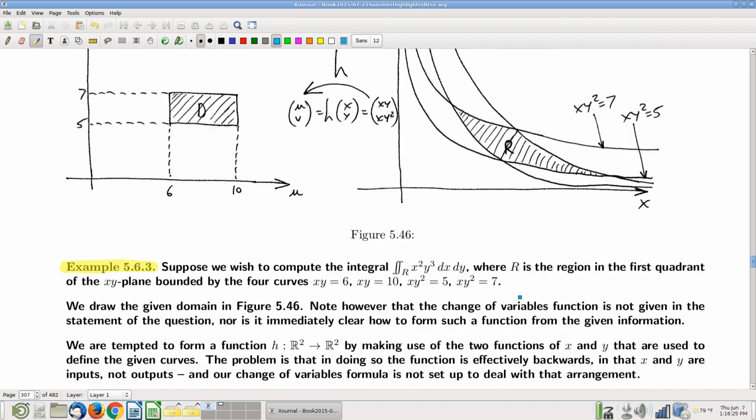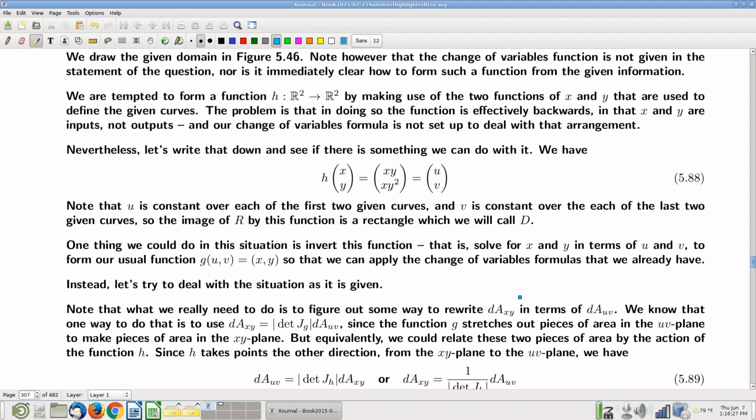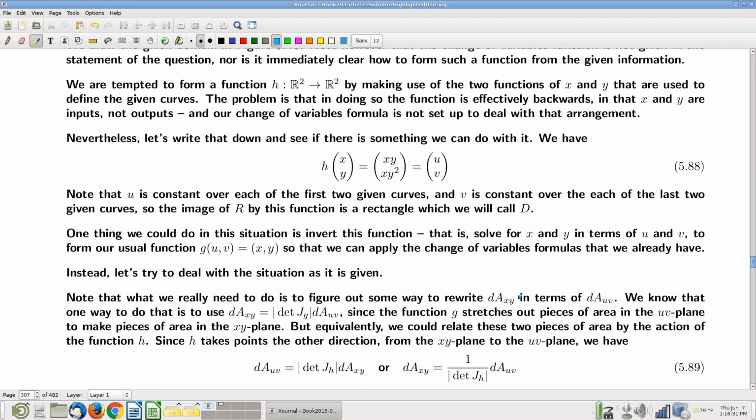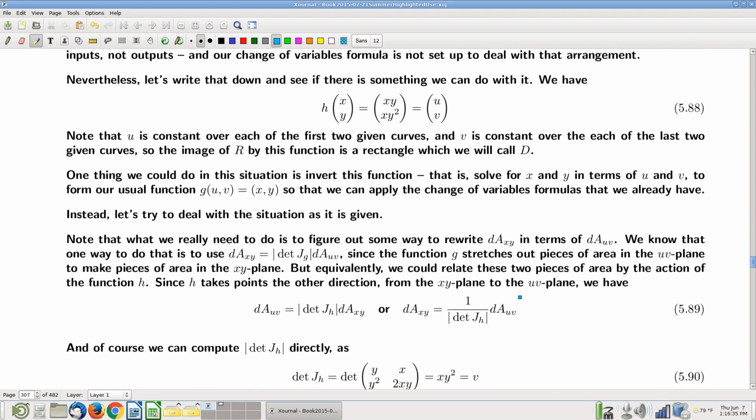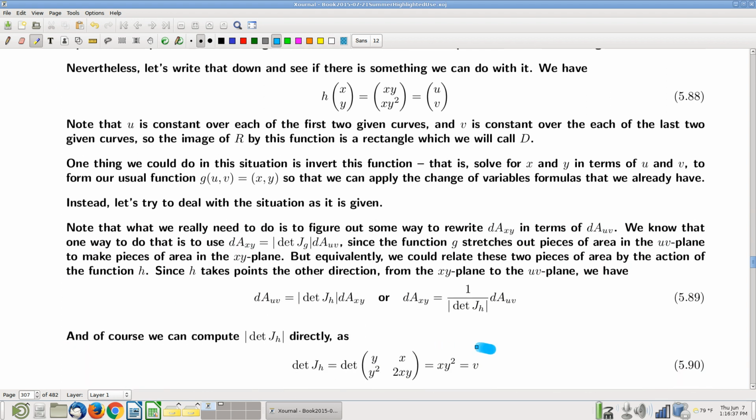So here's the details. First of all, let's compute our stretching factor. Here's the stretching factor. Determinant of the Jacobian. So you write down your Jacobian, the function h right here, h of xy is xy comma xy squared. Take the various partials, take the determinant, and it turns out you get v.